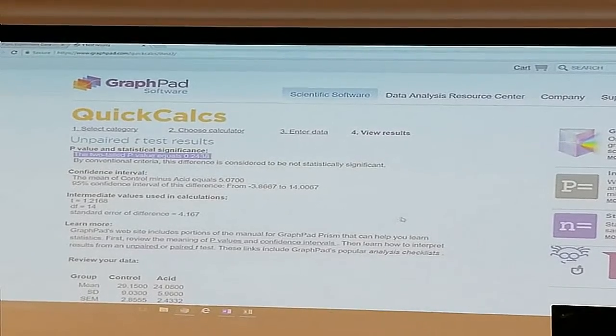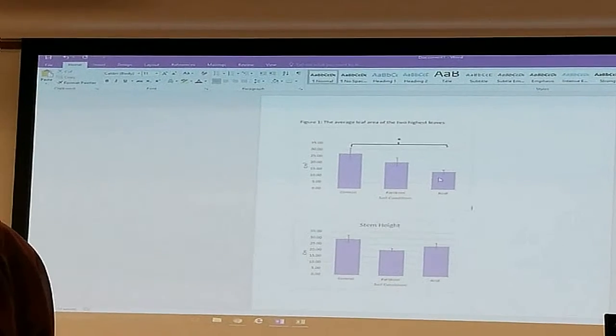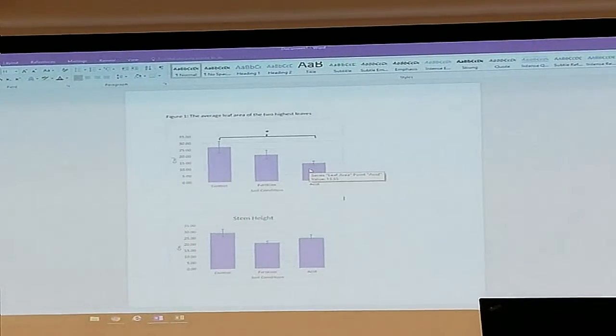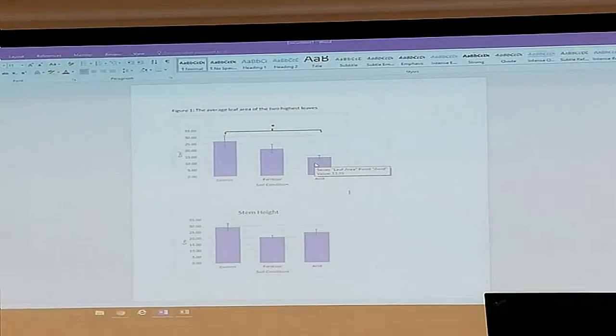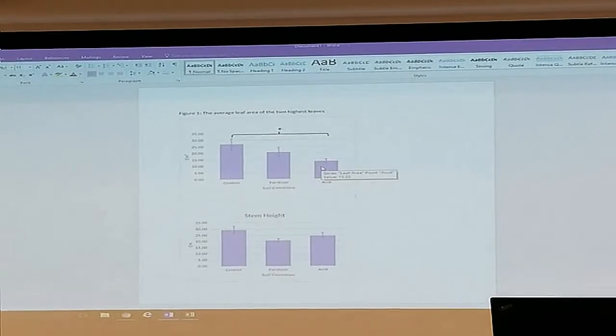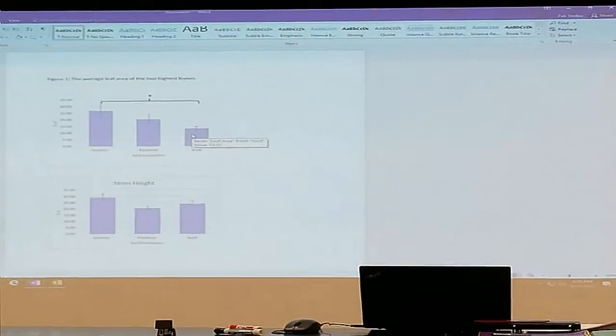Okay, so the only statistically significant finding that we came out of this whole study was that acid significantly lowers the leaf area. That's really the only thing we found. Interesting. Okay, so now you know. The only asterisk that's got to be in your paper is that one right there.